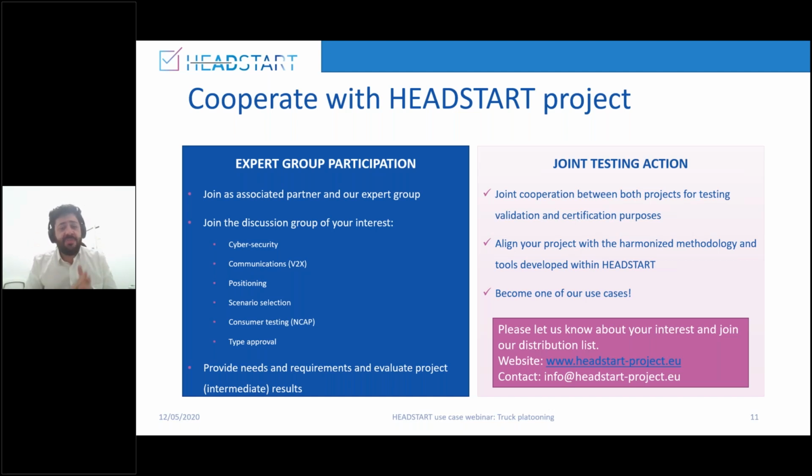But just wanted to let you know that we break them out into 6 different subgroups. The first 3, as you will see, are cybersecurity and communications and positioning. These are dealing with our key enabling technologies. The following 3, scenario selection, consumer testing, and type approval, are more focused on the specifics of these requirements.